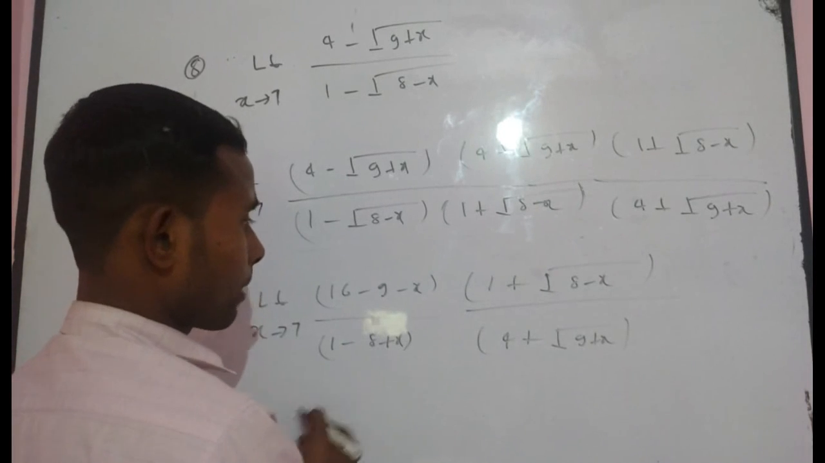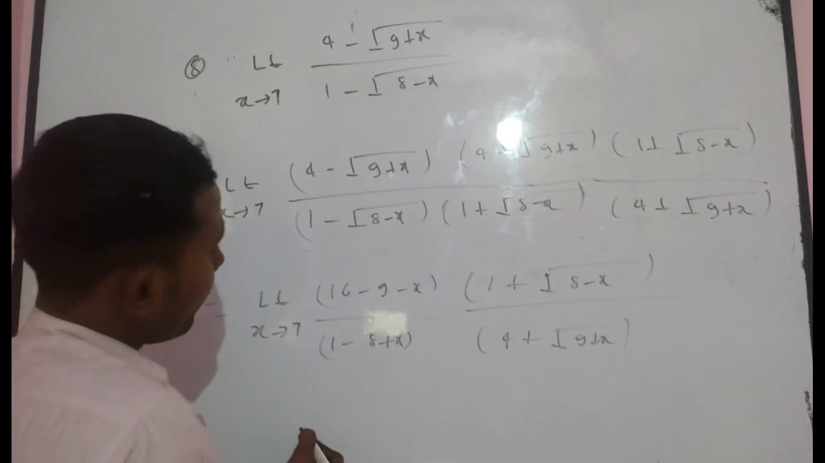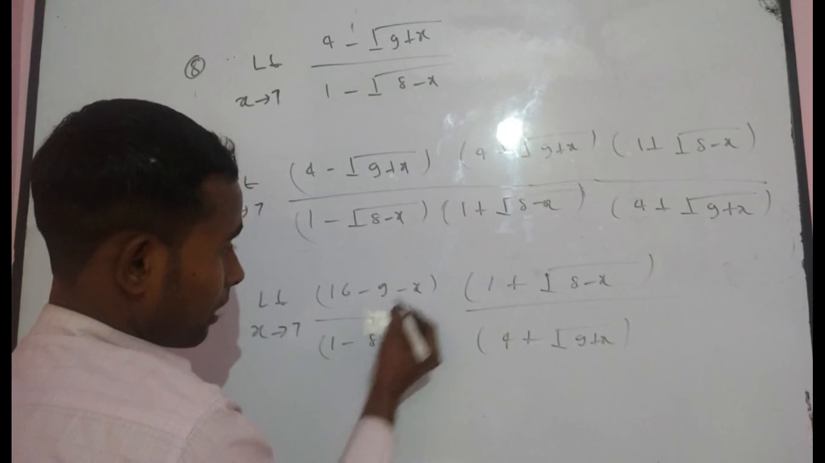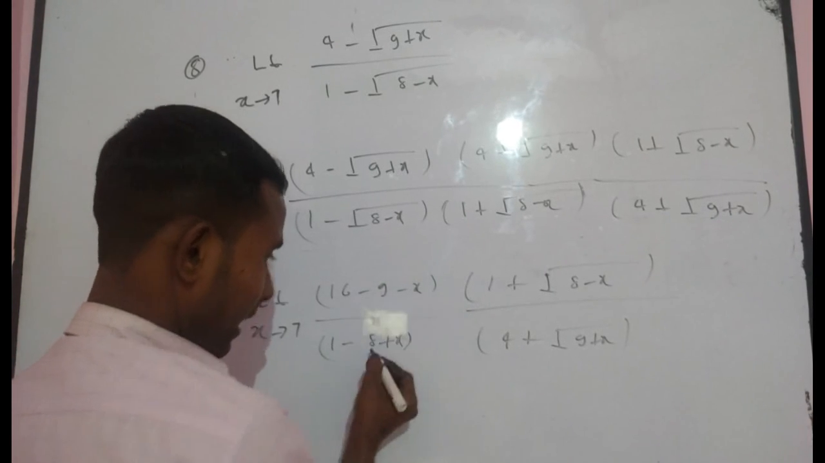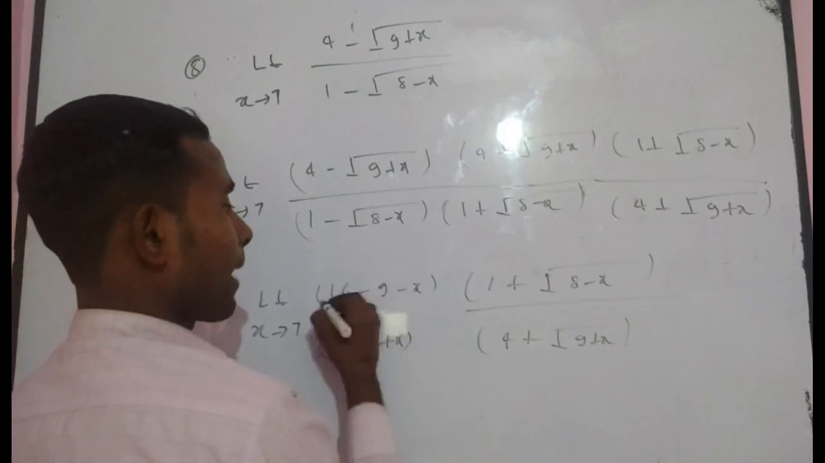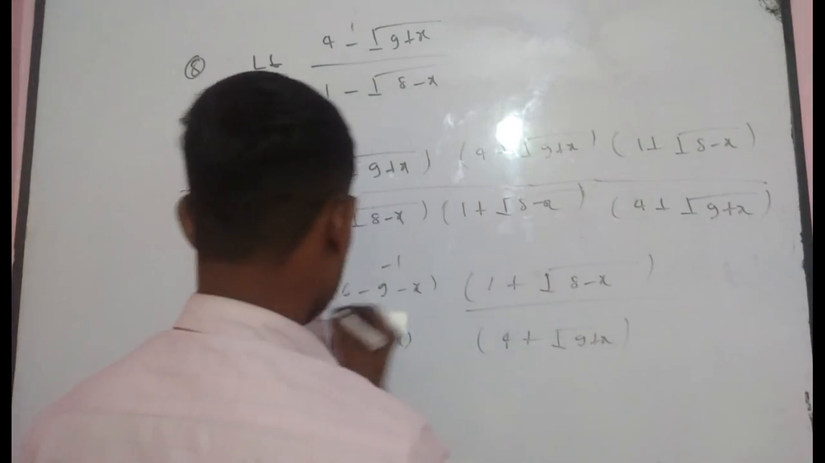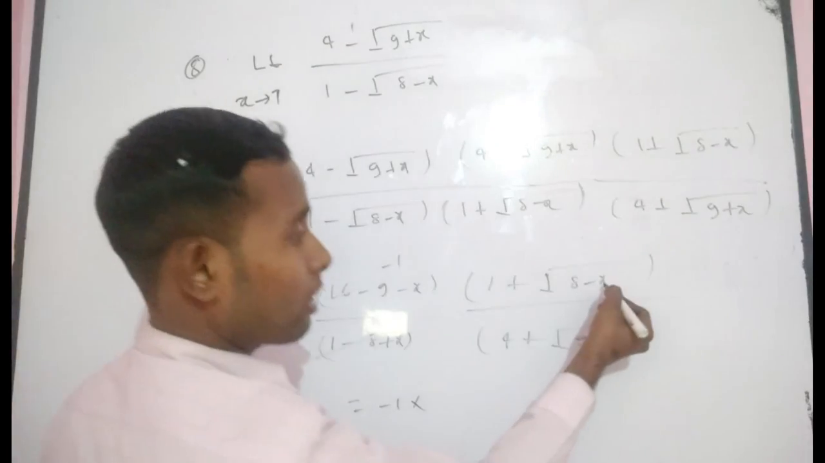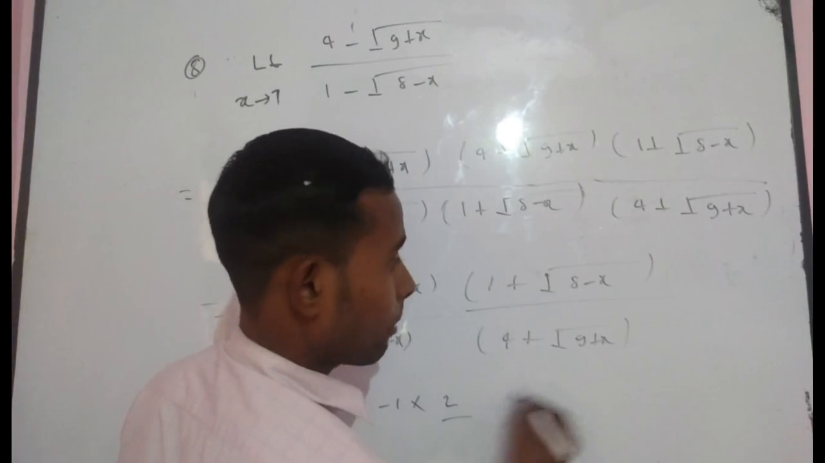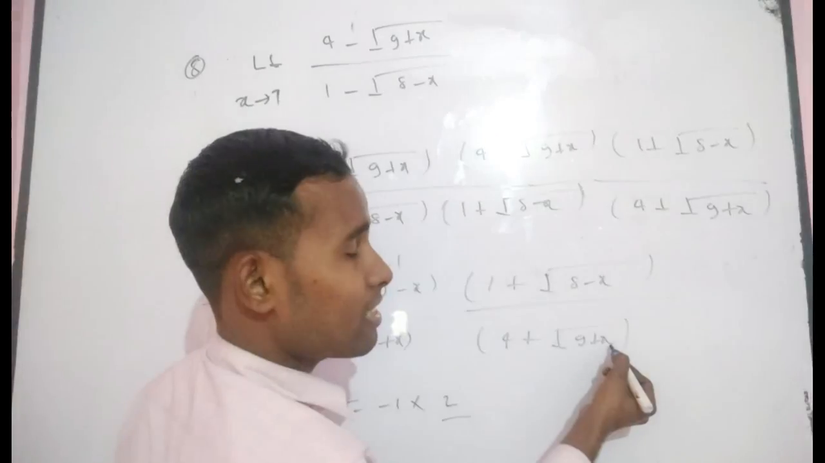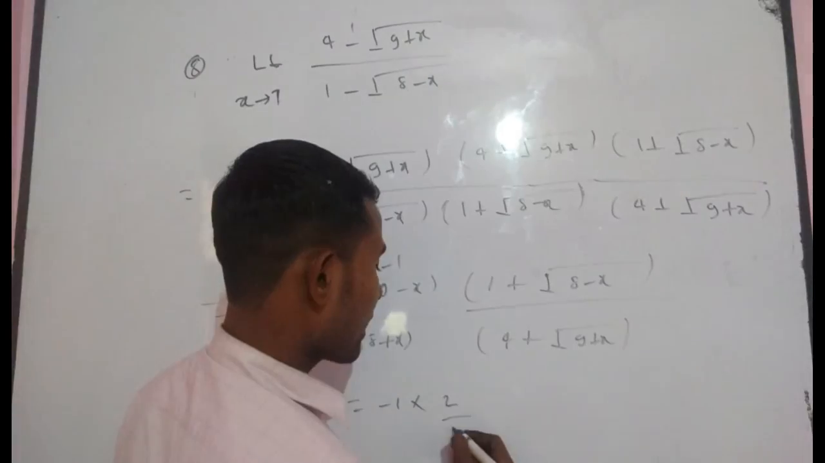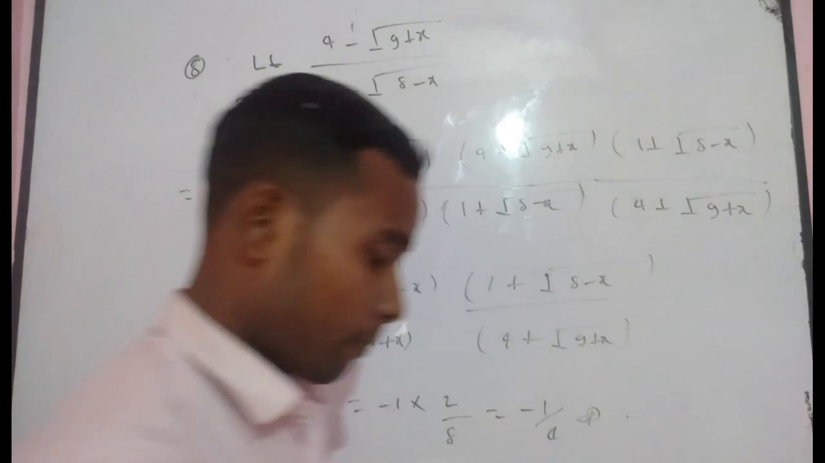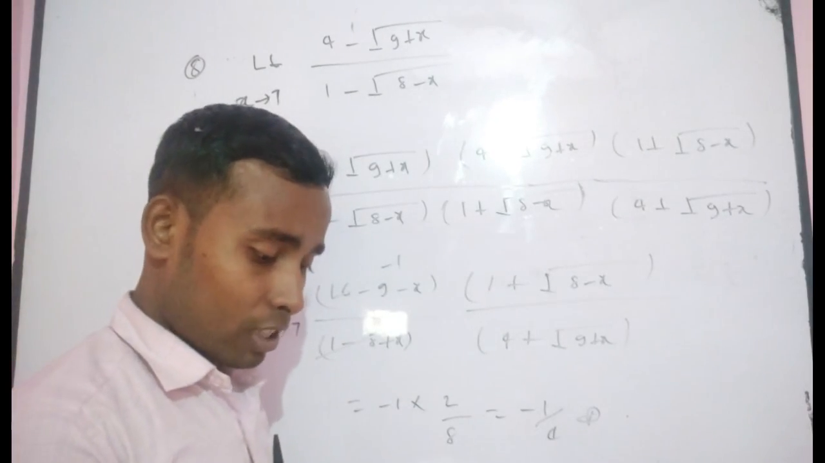If you put x equal to 7, firstly 7 minus x, here it will be 7 minus x, and here it will be x minus 7. So it divides minus 1 times. And if you put directly x equal to 7, what do you get? Minus 1 into, if you put 7, 1 plus 1, 2 divided by, if you put here x equal to 7, 9 plus 7, 16, 4 plus 4, that will be 8. So it will be minus 1/4, which is your final answer of this question. I think example 8 you understood.